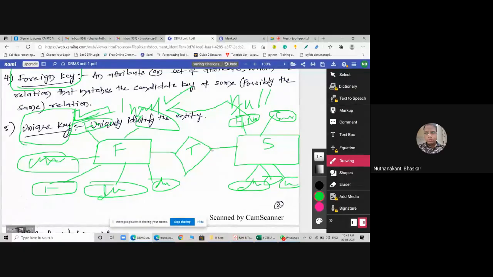Now faculty teaches the students. Here, when you observe, what is the primary key attribute of this faculty? Can anyone tell? What is the primary key attribute of this faculty entity? Hello? Faculty ID. Yeah, faculty ID is the primary key. Like that, we have to define. Now, what is the key attribute of the student? What is the key attribute of the student?